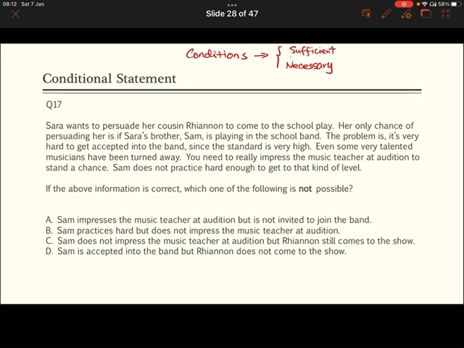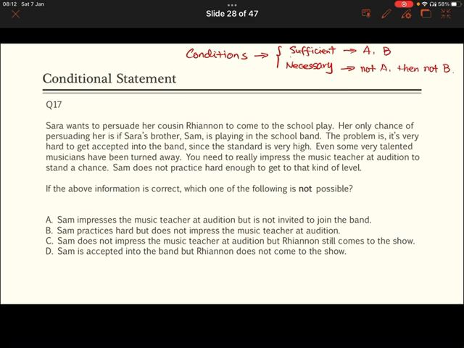So you should have the ability to tell: sufficient means if A happens, then B definitely happens. Necessary means if A does not happen, then B definitely cannot happen. So those are the two basic conditions that we have in our conditional statements.